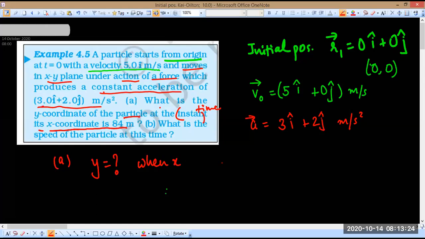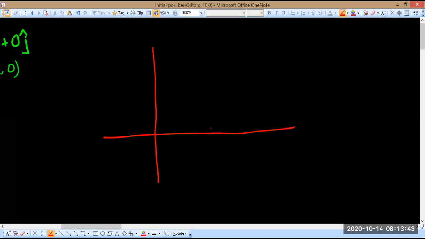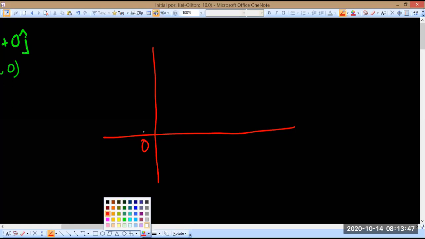I hope this question is clear, right? We have to find what is the y coordinate when x is 84. The diagram is not very important, but I'd still draw it so that you get a feel of what is going on. So let's say that this is the origin. The particle starts from here.